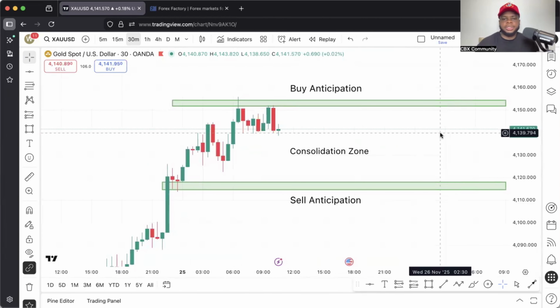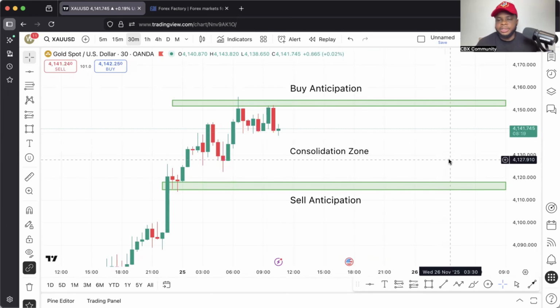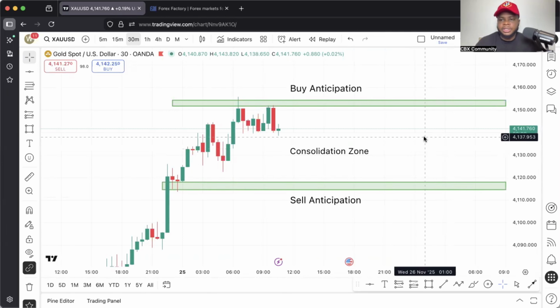So let's just be patient. The candle is left with 8 minutes before this candle will close. Let's just be patient since we are anticipating the market to give us what we are looking for before we can decide to take a position.